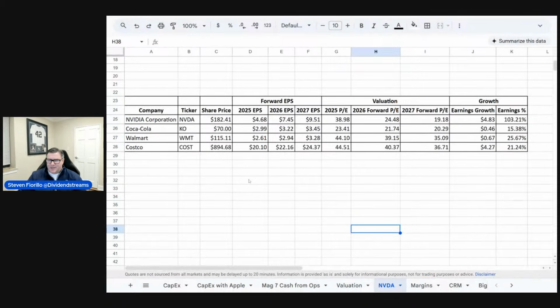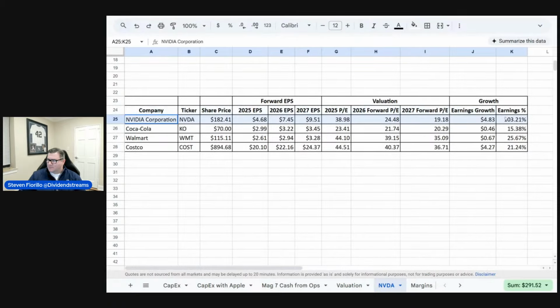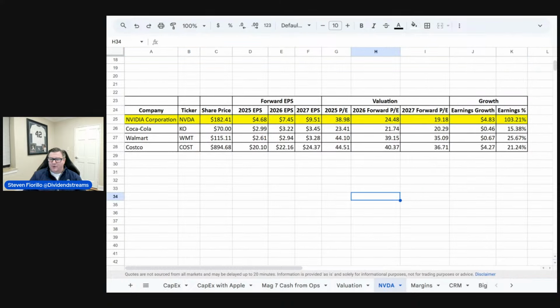But in all seriousness, why on earth would anybody want to buy Walmart or Costco over NVIDIA? I mean, seriously. You know what I mean? It just doesn't make sense. I should find the Josh Brown clip from the other day. In fact, I am going to find it while I leave that up, because it's just so ridiculous that people legitimately think that Costco is undervalued.